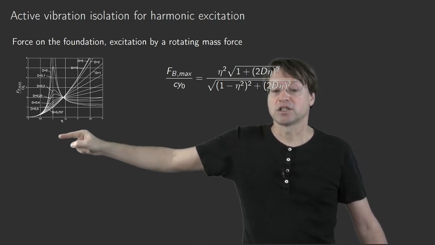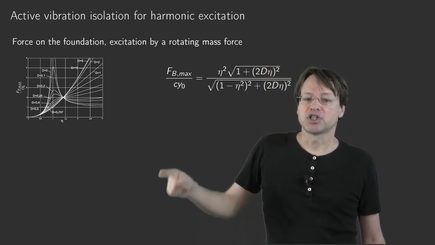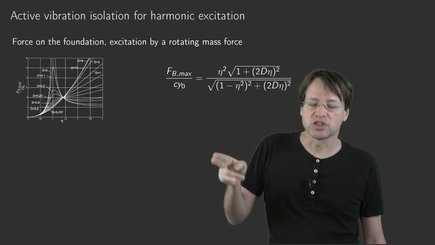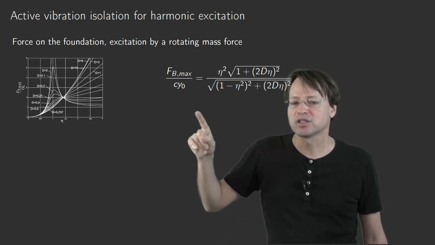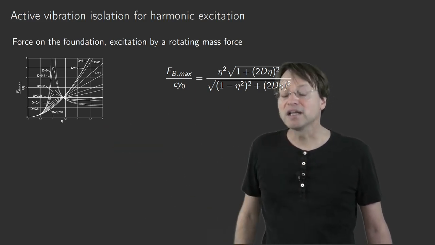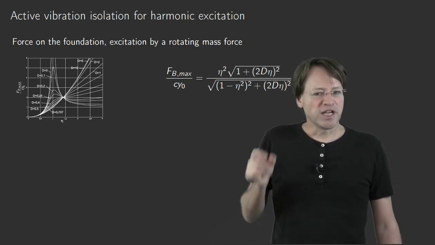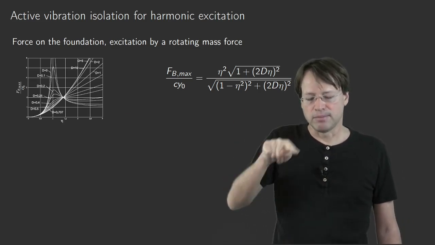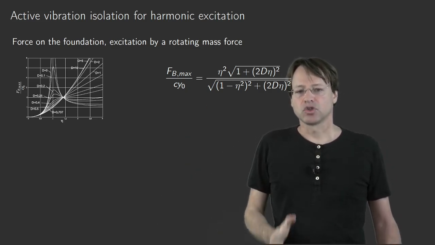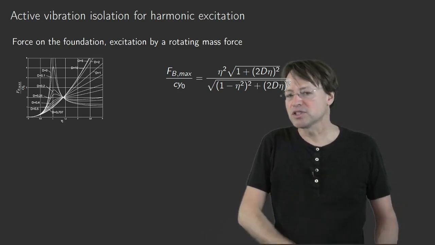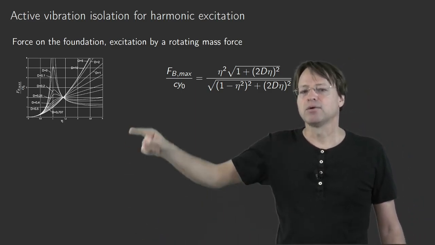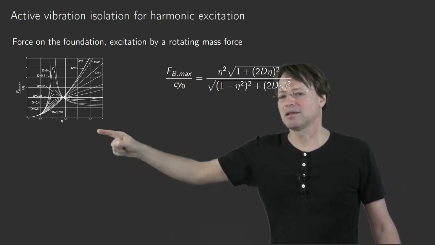Or you can change that ratio eta by changing the excitation frequency, which is here the rotational speed of that rotor. And that's what is displayed here. So this diagram gives you an answer to that question. If I change the rotational speed of my rotating imbalance, how would this affect the maximum ground force? So you keep the stiffness of the connection constant, but you modify, if that's possible of course, the rotational speed of your rotor and you get that answer.